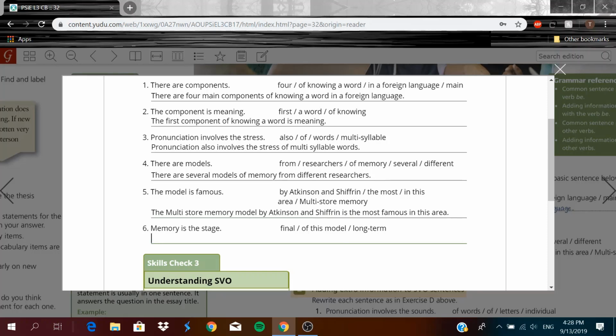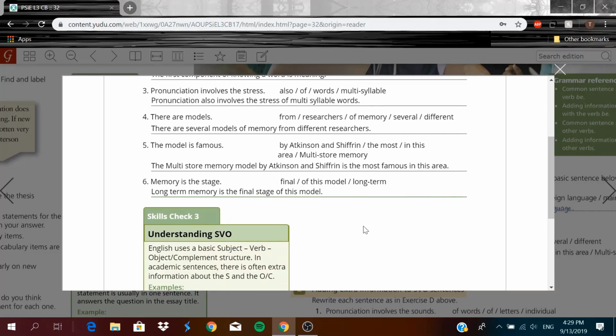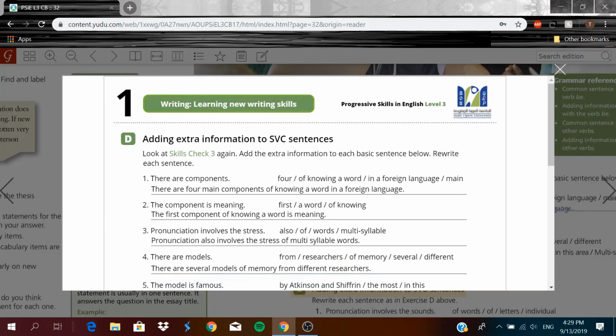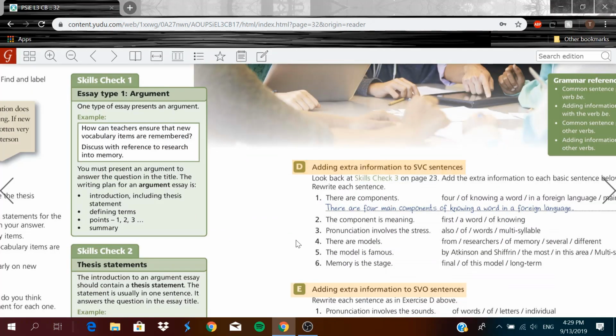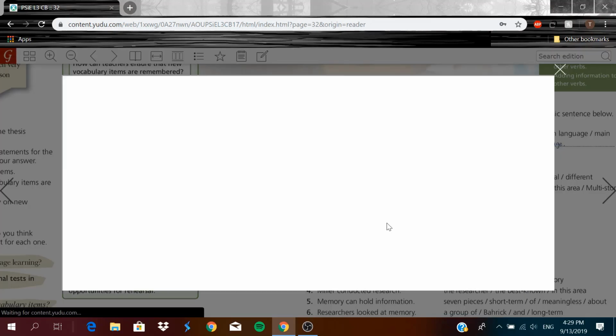Excuse me. And then we have number 6. Memory is the stage final of this model in long term. I'll probably start with long term. So I'll say long-term memory is the final stage of this model. Okay? So long-term memory is the final stage of this model. So that was adding extra information to each basic sentence below. Now, let's go to exercise E. I think this one's the exact same. Let us take a look here.